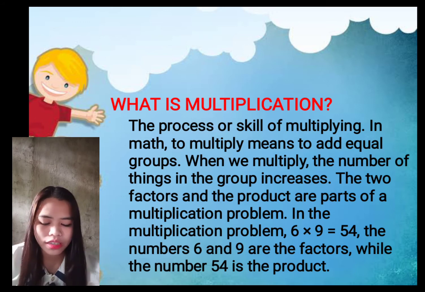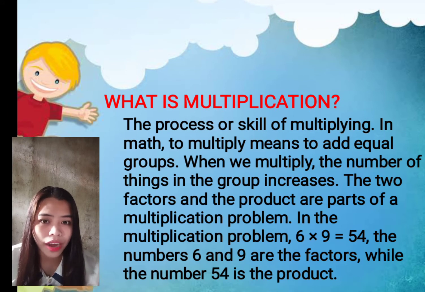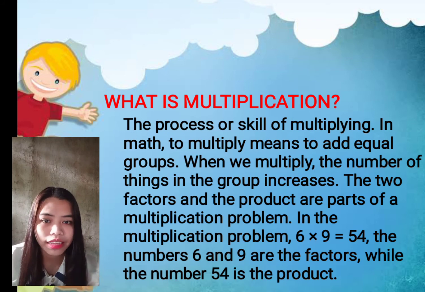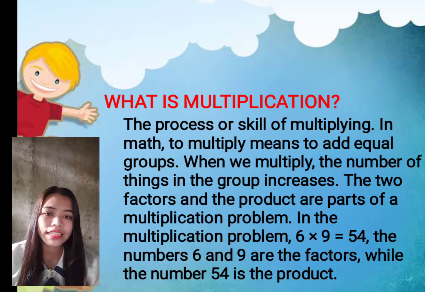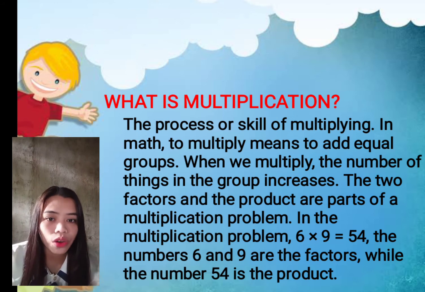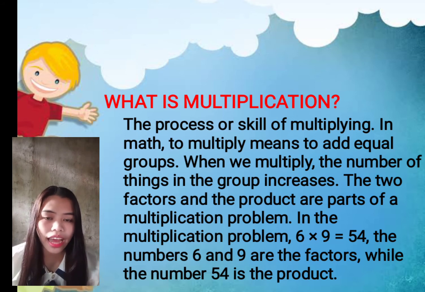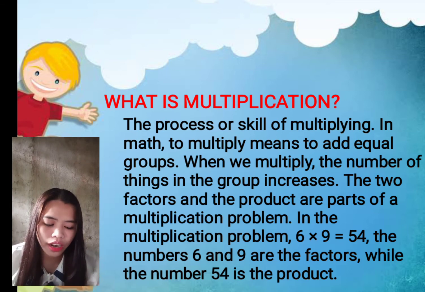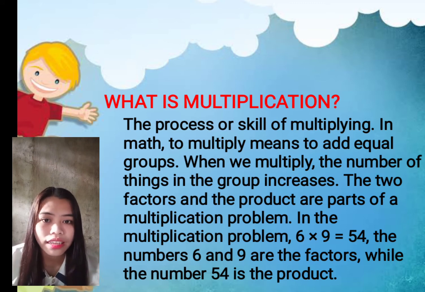The two factors and the product are parts of a multiplication problem. So the factors and the product are parts of multiplication. In the multiplication problem, 6 times 9 is equals to 54. The numbers 6 and 9 are the factors. So the 6 that is multiplied by 9, they are the factors. While the number 54 is the product. The product is the answer.